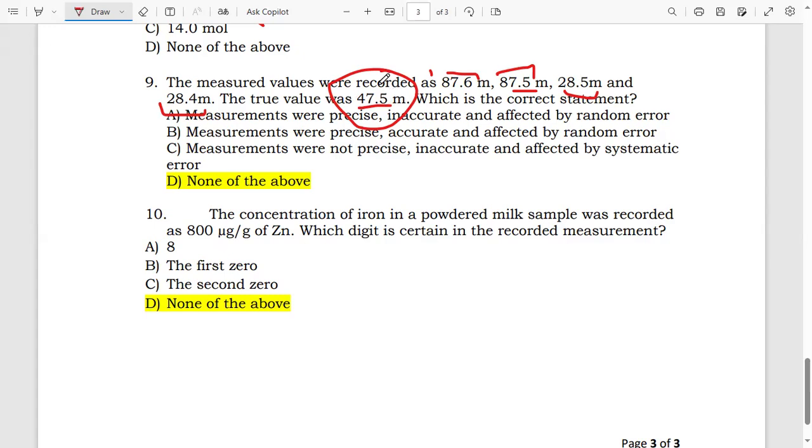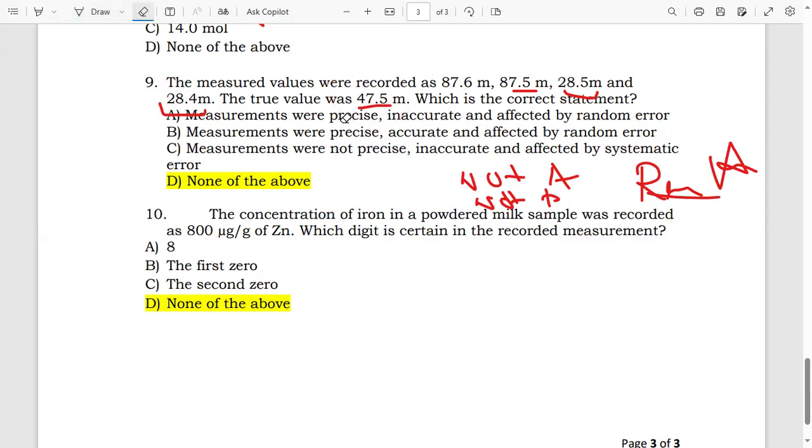You can try that on your own. Just add these and divide by 4. You will see that the value you find won't be close to the true value, so these measurements are not accurate. So we have determined they are not accurate, they are not precise, and they are affected by random errors. Now you can go to your options and check which option satisfies all the conditions we've discovered.